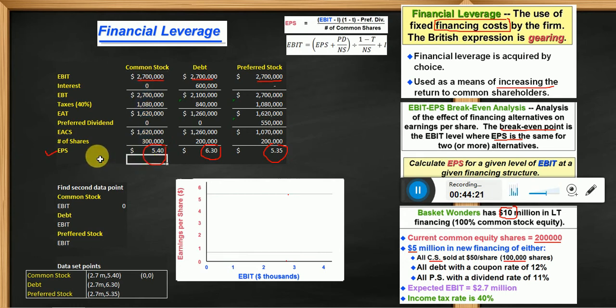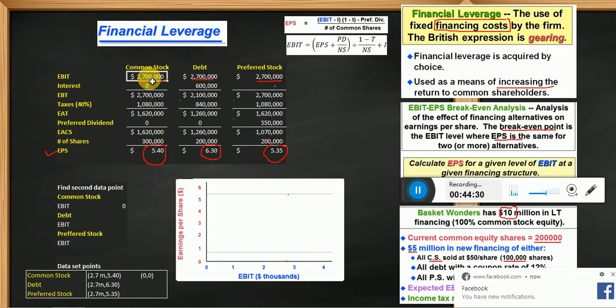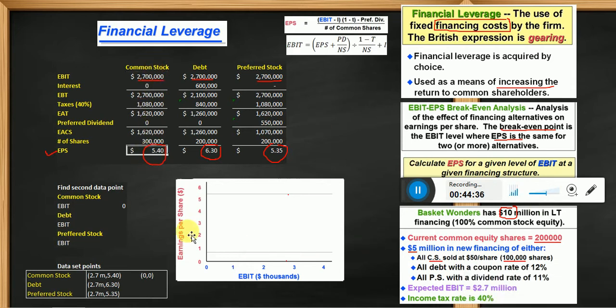If I just make this earning per share 0, how much is supposed to be our EBIT here? 0. Quite clear, right? If your EBIT is 0, then the earning per share will be 0 in common stock. In what? In common stock. So we found another point for the common stock.